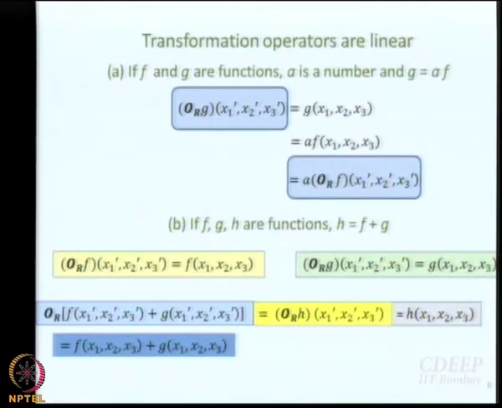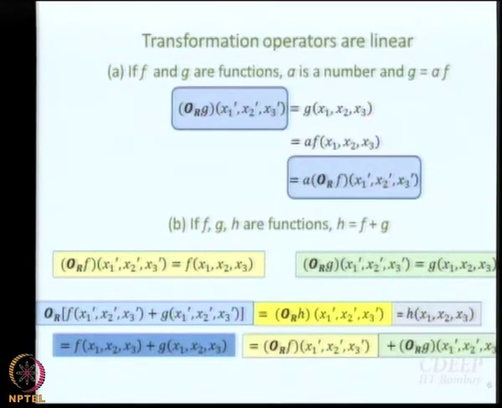Now what will I do? What is f of x1, x2, x3? It is O_R F in x1 dashed, x2 dashed, x3 dashed, right. And what is G in x1, x2, x3? O_R G in x1 dashed, x2 dashed, x3 dashed, hence proved.